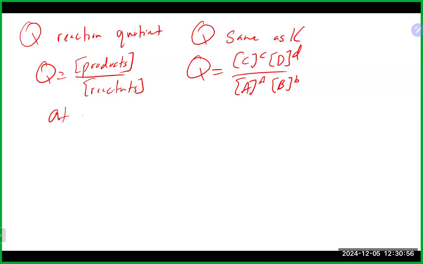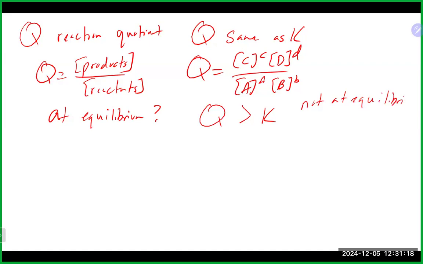So a lot of times one of the main reasons why we would calculate Q is to answer that question, are you at equilibrium? Remember that you can compare the Q value to the K value. And if you have a Q value that is larger than the K value, then you are not at equilibrium. And in order to reach equilibrium, which is the second thing that Q will allow you to figure out, you actually need to go to the left there and make some reactants.